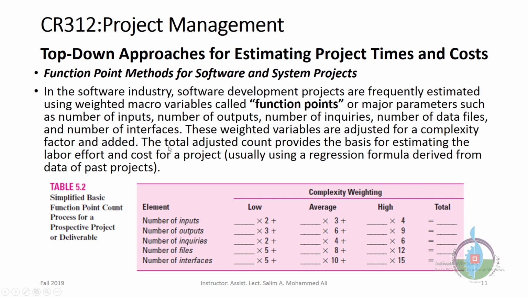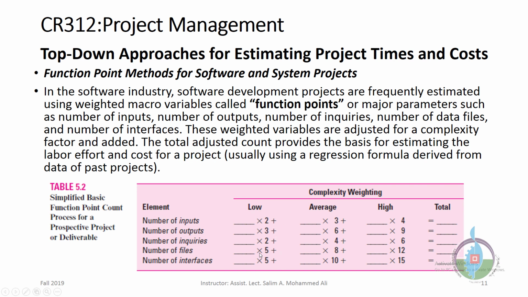These weighted variables are adjusted for a complexity factor and added. The total adjusted count variable provides the basis for the estimate of labor, effort, and cost for a project, usually using a regression formula derived from the data of past projects. Regression formula means an equation based on past projects. This is a simple, simplified method of function points. You have elements, and you can multiply the elements by complexity weighting.